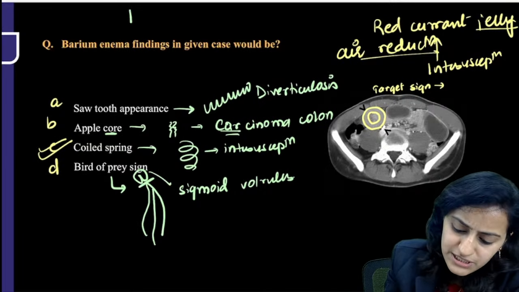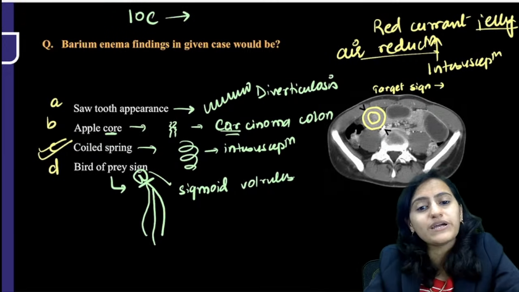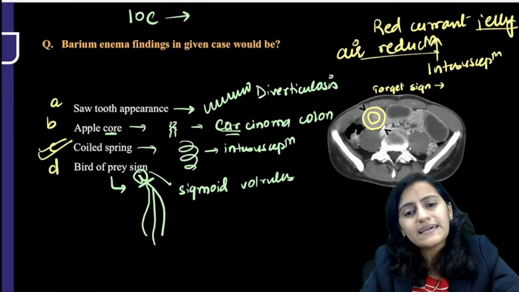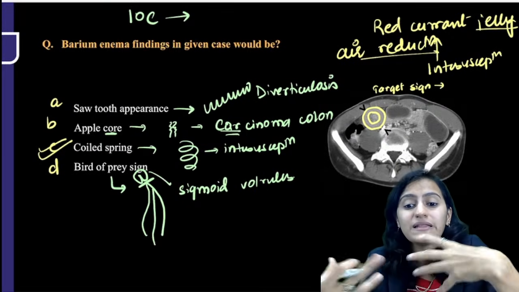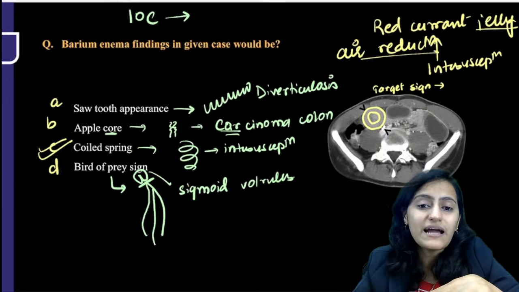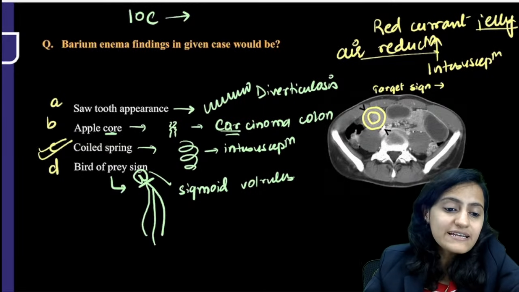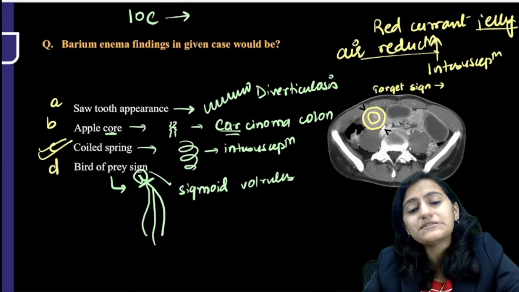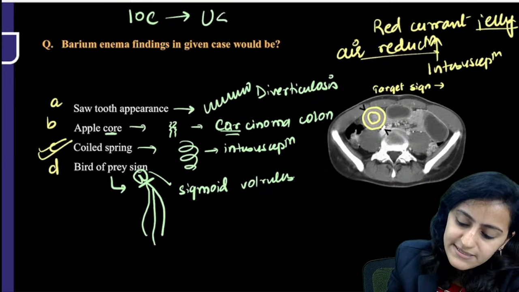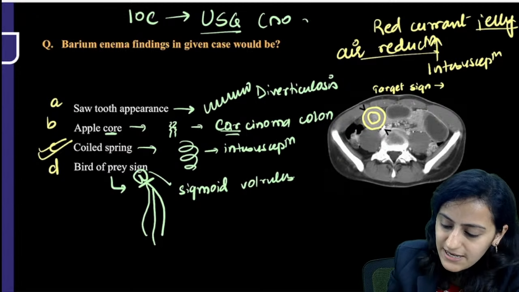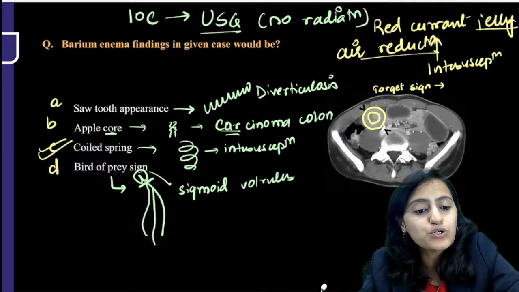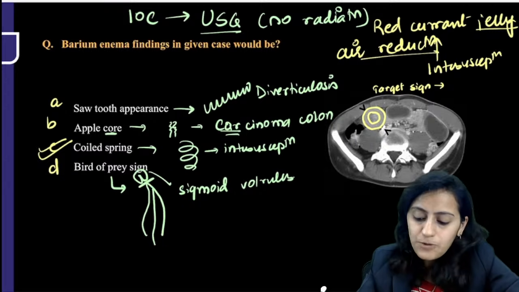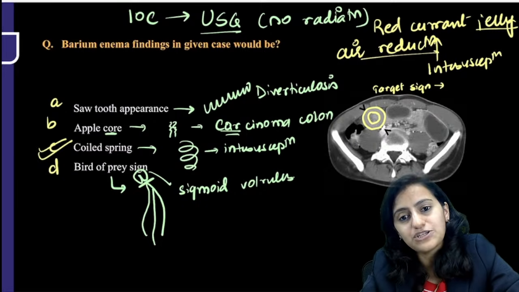Now, if the question is, what is the investigation of choice in intussusception? Intussusception is common in a child in the weaning age. When there is lymphoid, the Peyer's patches get hyperplastic. So we prefer an investigation which has no radiation exposure, that is ultrasound, because ultrasound has no radiation. It can show this target or donut sign very well. So ultrasound is the investigation of choice.